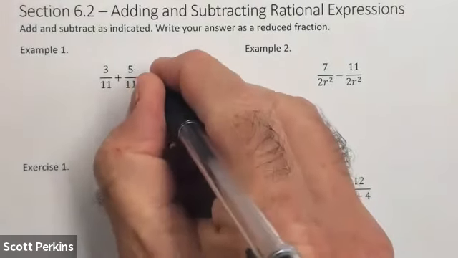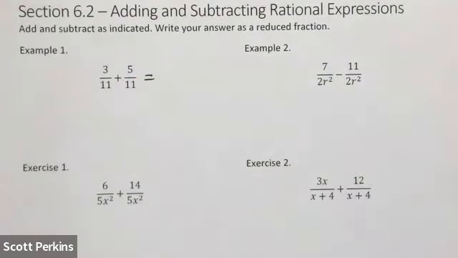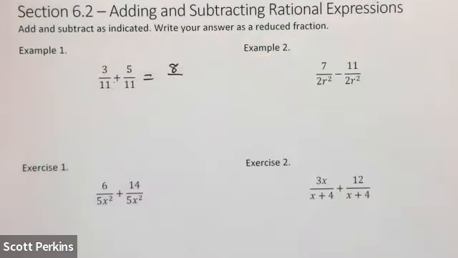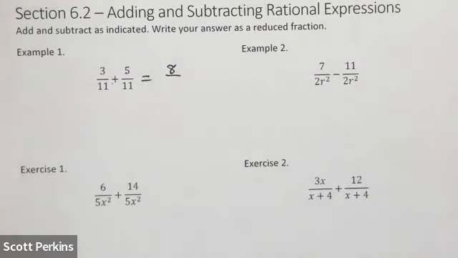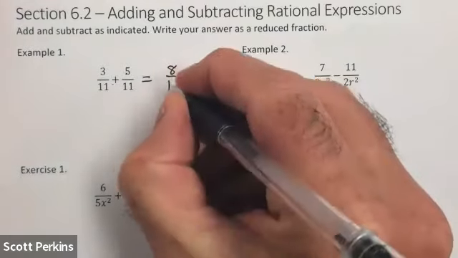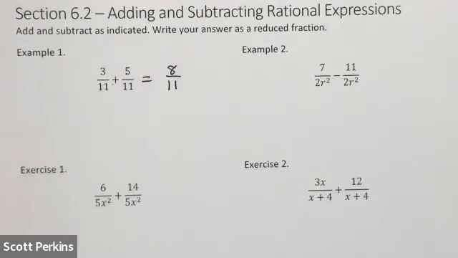Does anyone remember what we do to add or subtract when I have a common denominator? Perfect. Thank you. You just add or subtract the numerators. Very straightforward. Okay, so here we go. 3 plus 5 here is going to be 8, and then you leave the denominator alone. Once you have a common denominator, you've done all the hard work, so you just write 8 over 11. So that is that.